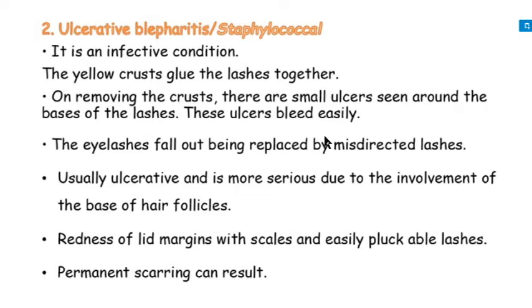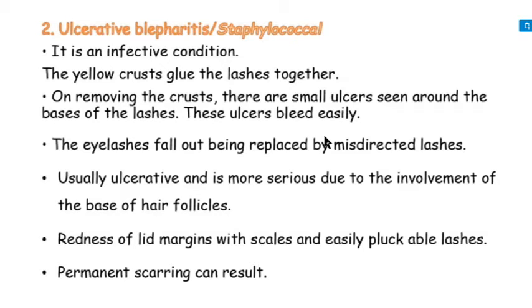Next we have ulcerative blepharitis. So it is an infective condition. The yellow crusts glue the lashes together. So we have the sticking of the lashes, the matting, which we call the matting of the eyelashes together. On removing the crust, there are small ulcers seen around the bases of the lashes. These ulcers usually bleed. So this is the difference between the ulcerative and the previous one. The lashes fall out, being replaced by misdirected lashes.